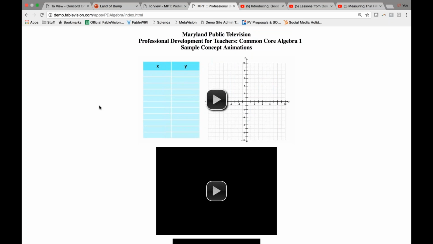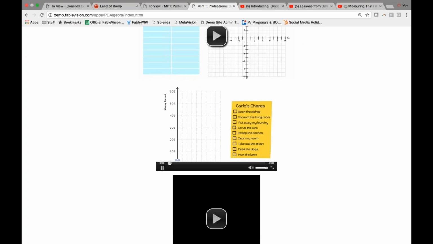Hit one more. Great. Carlo wants to earn $512. The graph shows how much money Carlo makes as he completes his chores.